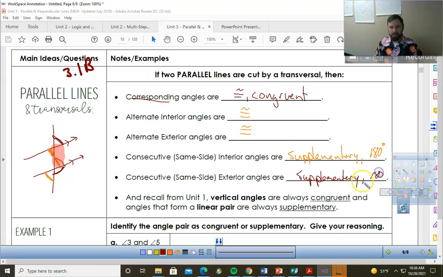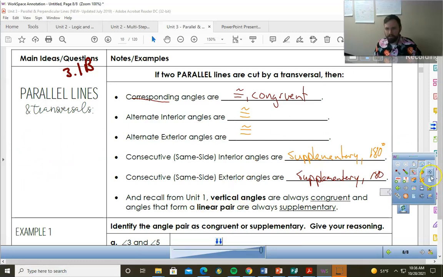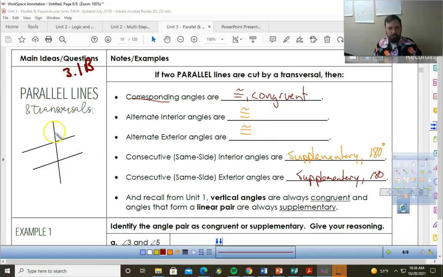They add up to 180. Now, go back in a time machine and remember Unit 1. I'm going to redraw this. It's getting real messy. So I have parallel lines crossed by a transversal. Also recall, vertical angles are congruent. Like these two are congruent, and these two are congruent. So all four of my big angles are congruent, either by vertical, alternate interior, or alternate exterior. And all my little angles are congruent by vertical, alternate interior, or alternate exterior.